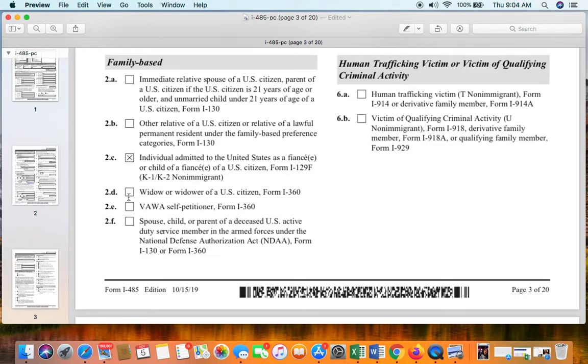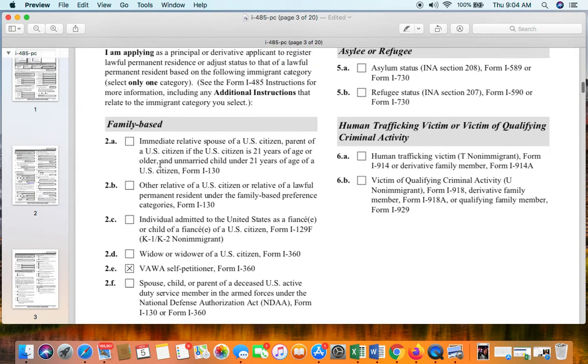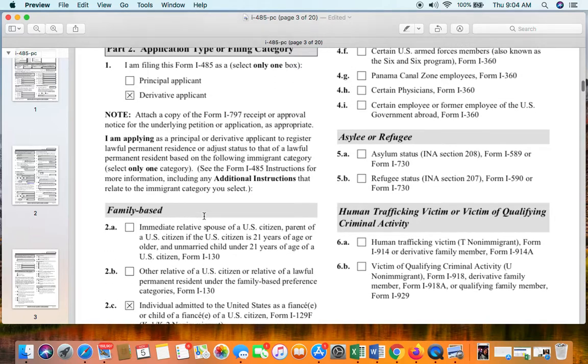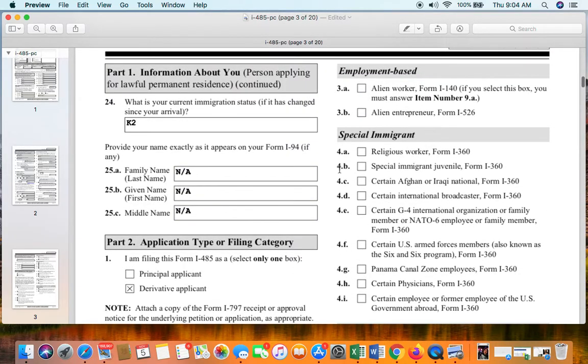So, if you are filing as a widow or widower of a United States citizen, Form I-360, you can select the widow or widower, the 2D. If you are filing as a VAWA self-petitioner, I-360, you can select that. So always be mindful. Take time to read every question so it's easy to understand. Sometimes if you get confused, do not hesitate to comment in my section.